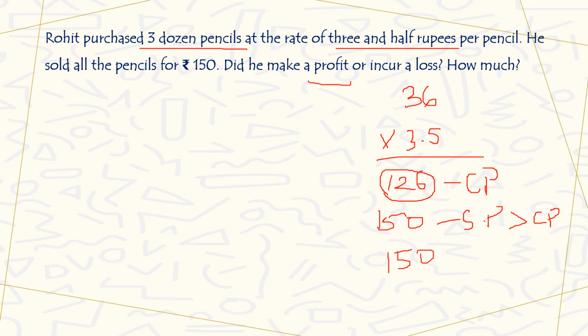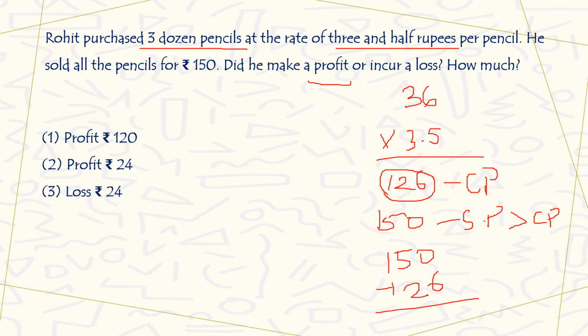150 minus 126, right? You all subtract, I'll give you all the correct alternative by the time. Alternative 1 is profit of rupees 120. Alternative 2 is profit of rupees 24. Third alternative is loss of 24 rupees or loss of rupees 42. So if you subtract it, you will get 24 as the answer. We know it is already a profit, so it will be option number 2. That is profit of rupees 24.